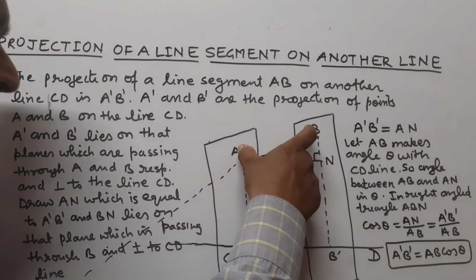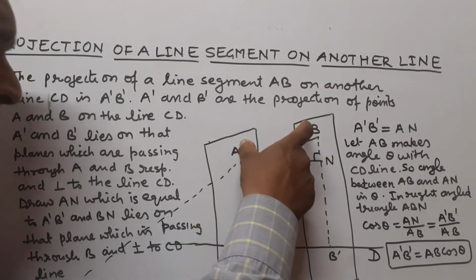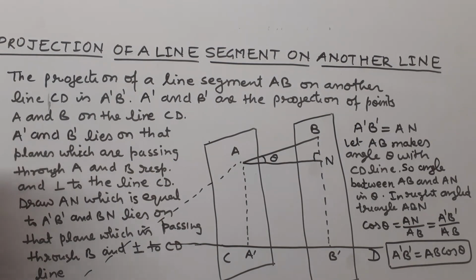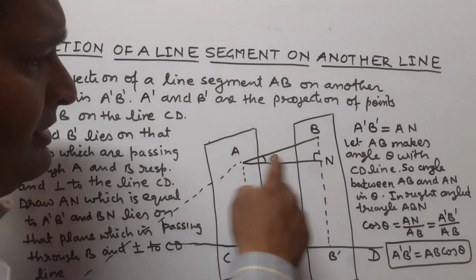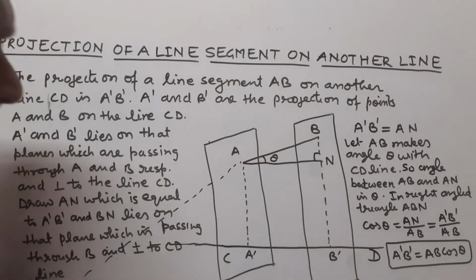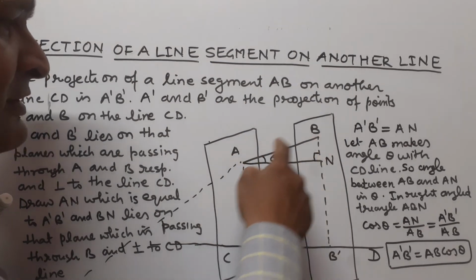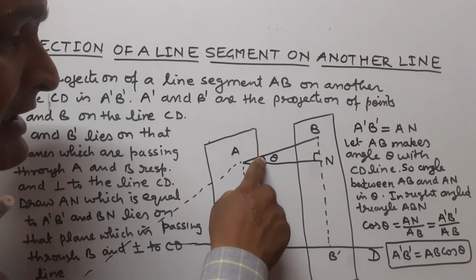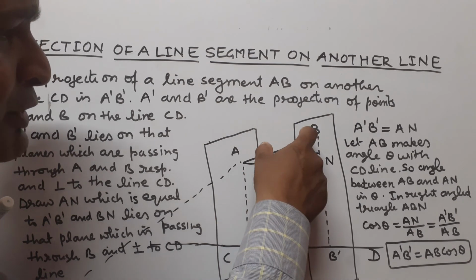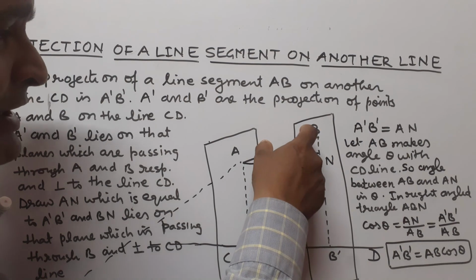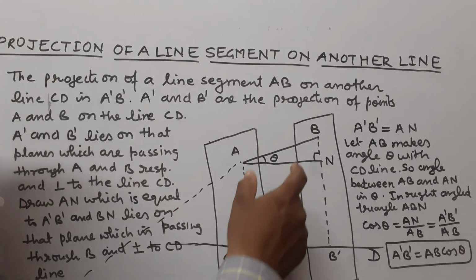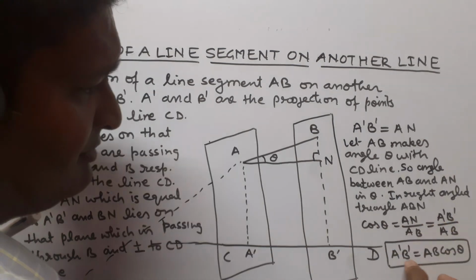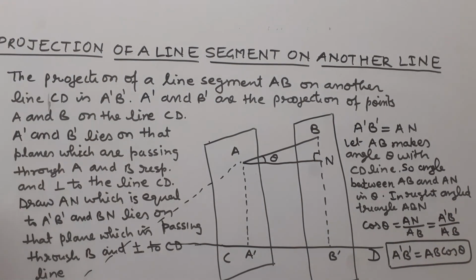Let us suppose that this line AB makes angle theta with line CD. So angle NAB is theta. So we can see here this is a right angle triangle. So we find cos theta is equal to base upon hypotenuse. So cos theta is equal to AN upon AB. Now AN is equal to A dash B dash. So A dash B dash is equal to AB cos theta. Thank you.